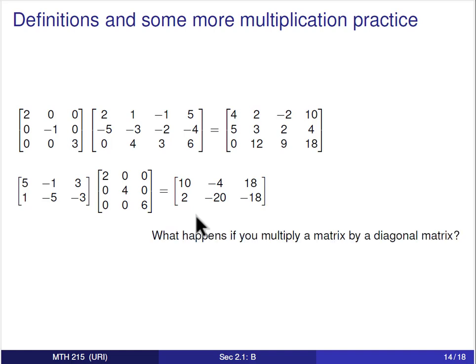All right, so what happens if you multiply a matrix by a diagonal matrix? You might guess what's happening in general when you multiply by a diagonal matrix on either the left or the right. And try some examples. See if you're right in your guess.